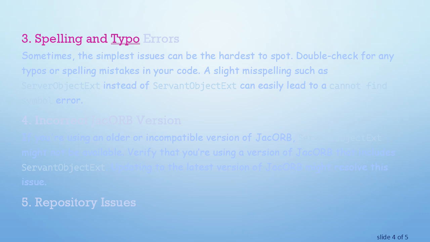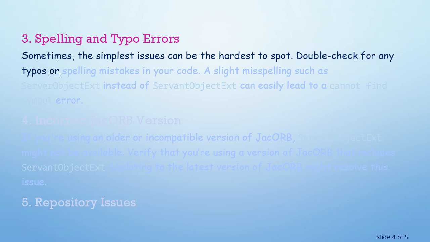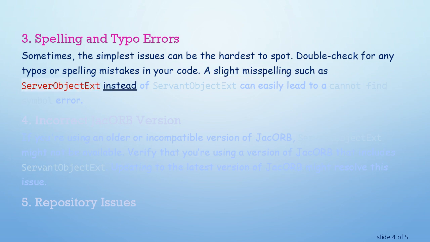3. Spelling and typo errors. Sometimes, the simplest issues can be the hardest to spot. Double-check for any typos or spelling mistakes in your code. A slight misspelling such as ServerObjectExt instead of ServantObjectExt can easily lead to a cannot find symbol error.